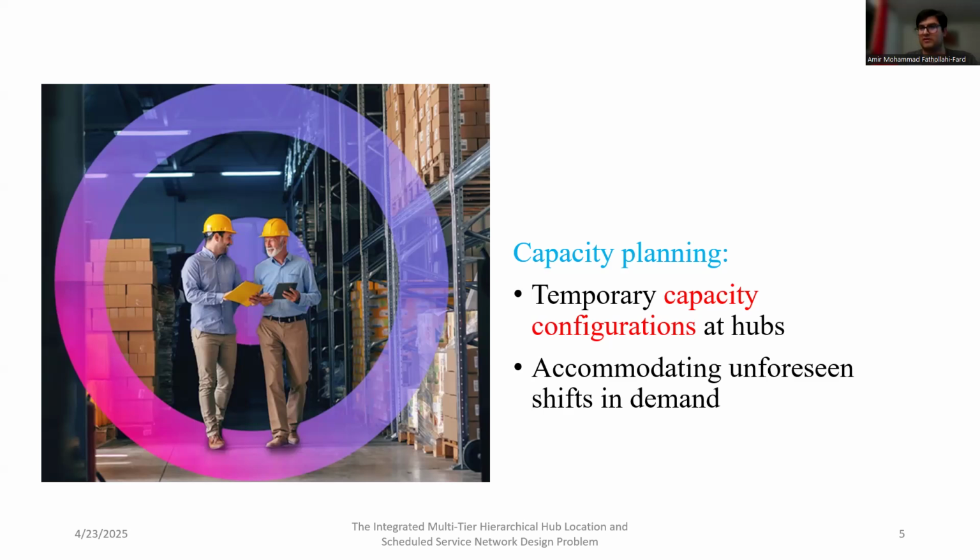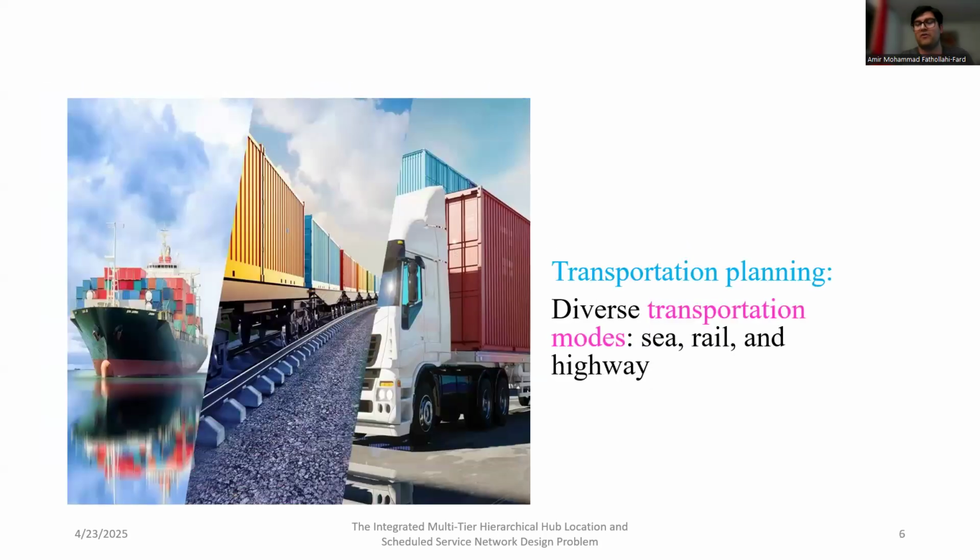So another concept that we will talk about in our problem definition is the capacity planning, where we consider temporary capacity configurations at hubs. Another concept is transportation planning, where there are diverse transportation modes. We have rails, we have roads, we have sea, and we have airplanes. These transportation modes can help us to transport the movements from different regions.